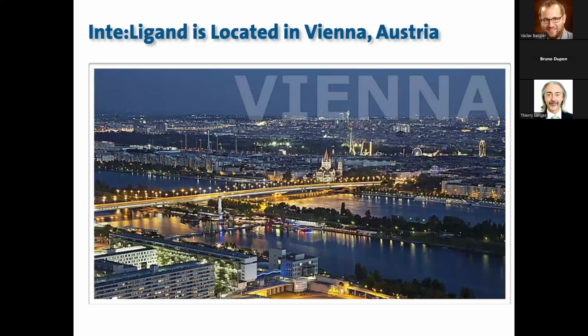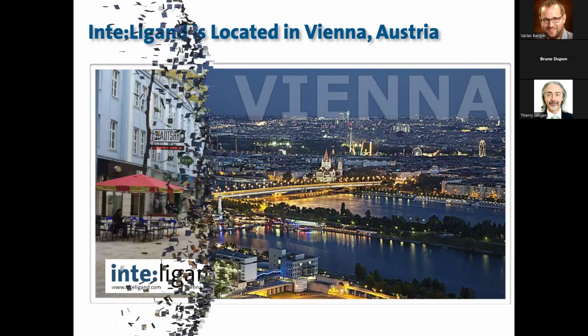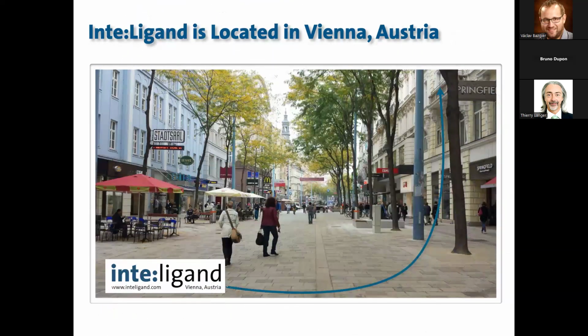Inteligand is more than 20 years old. Actually, it was incorporated in 2003 in Vienna. So it's 2.5 hours from here. On a street called Mariahilfer Straße is the office of the developers, and this has been turned into a pedestrian zone. So this is very nice now. In the evening, you can sit outside on the street and enjoy the evening.